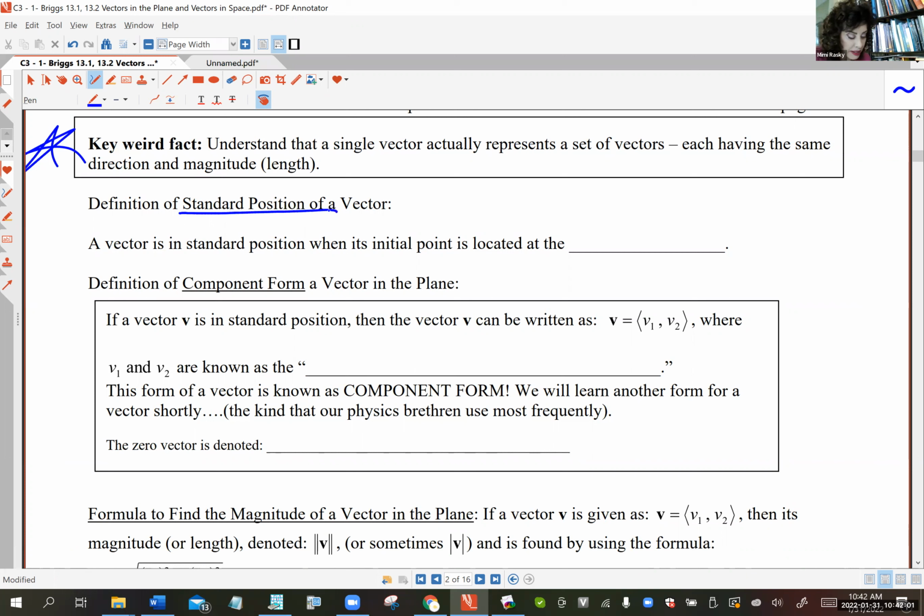Now let's talk about standard position. What the heck is standard position? When you see a vector in standard position, it means that it has its initial point located at the origin. And we're going to draw pictures in a minute, don't worry.